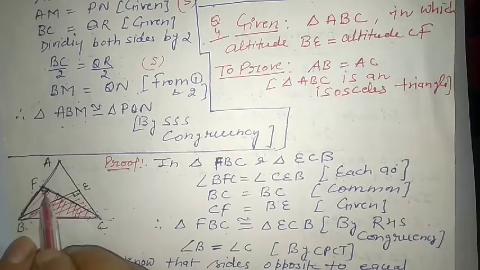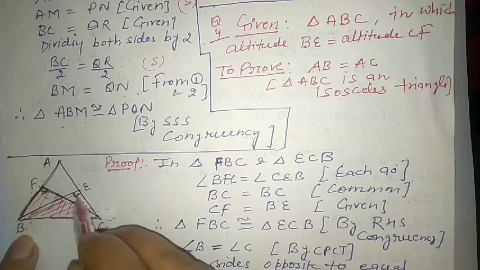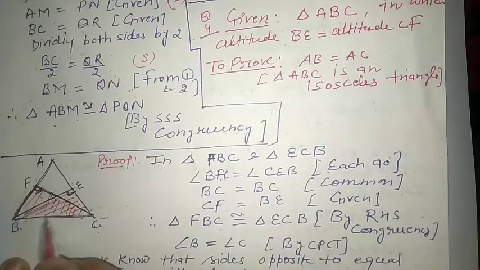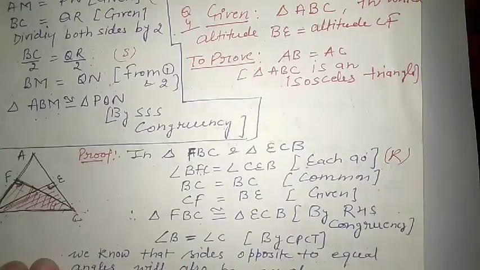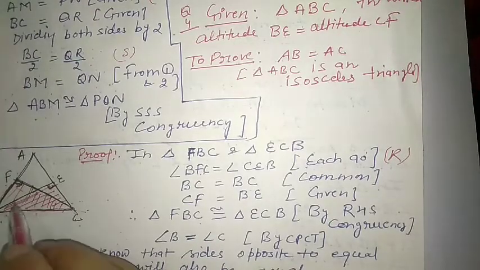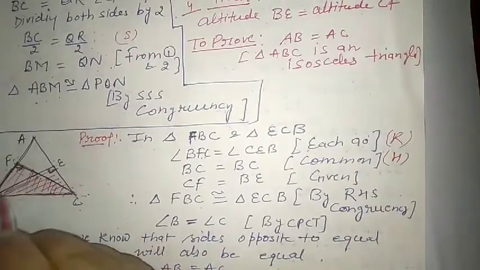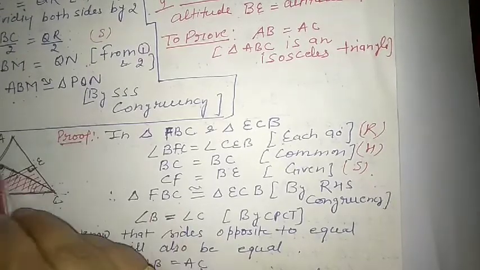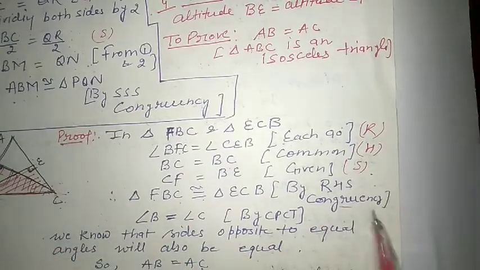In triangle BFC, the right angle is at F. Angle BFC is equal to angle CEB, both are 90 degrees. So this is a right triangle here, and BC is equal to BC. That is common. This is the hypotenuse. Here is H. And CF is equal to BE, that is given. So triangle FBC is congruent to triangle ECB by RHS congruency.